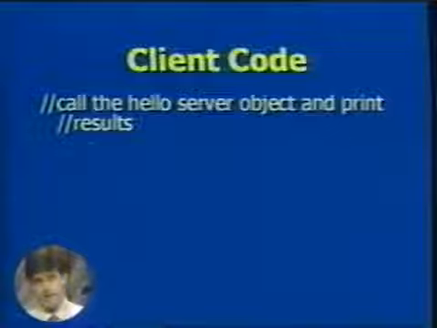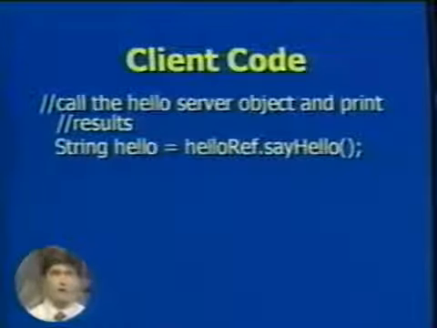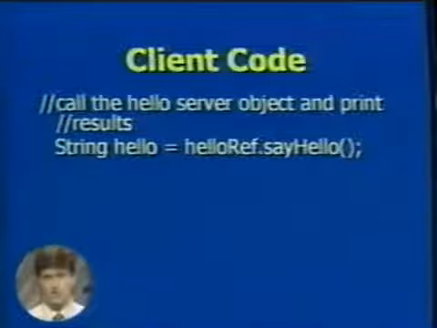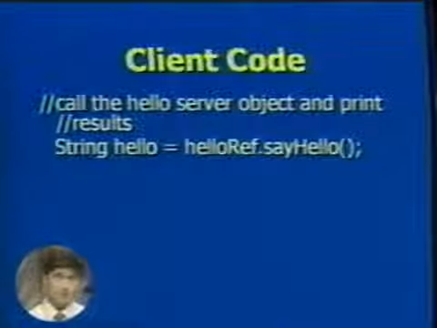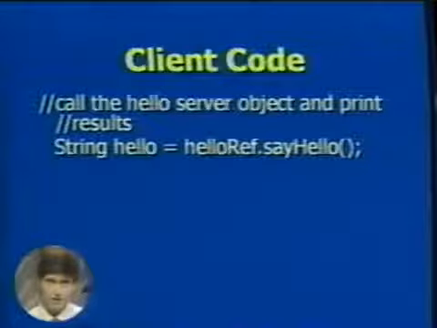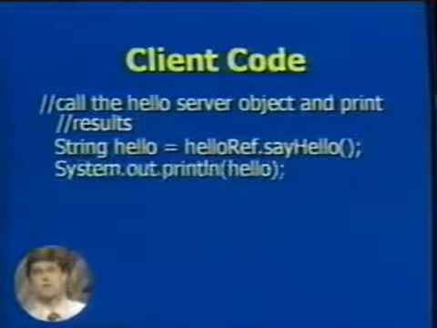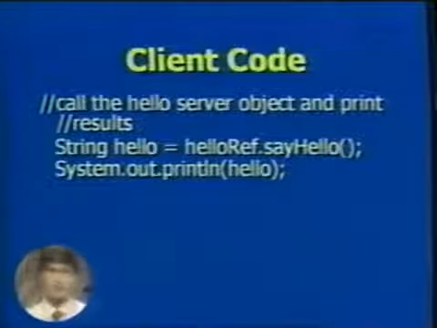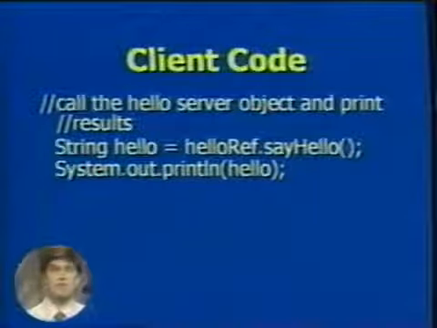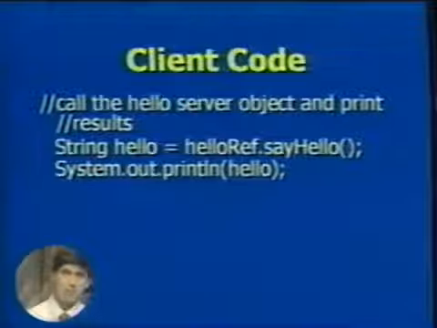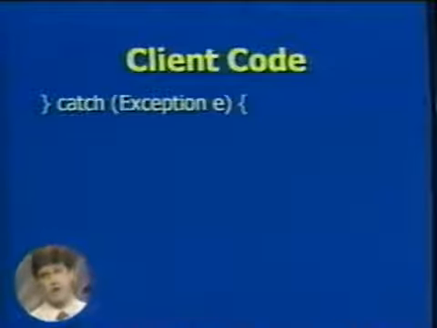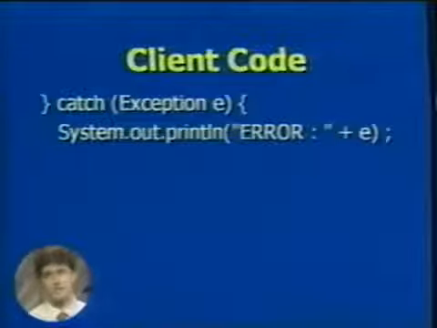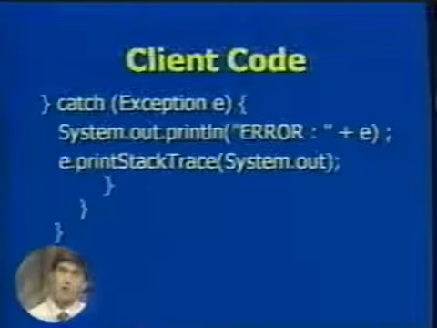To do that is really simple. It's almost as simple as the RMI model. We have a string hello equals our helloRef.sayHello, which calls that method. So then we get that return string. We assigned it to the hello field, and we're just going to print it out using a simple System.out.println(hello). So it's very simple. And just to clean up, we're going to close our try-catch clause. We're going to catch any exceptions that were generated and print out error messages if they occurred, and we're going to close up our method.